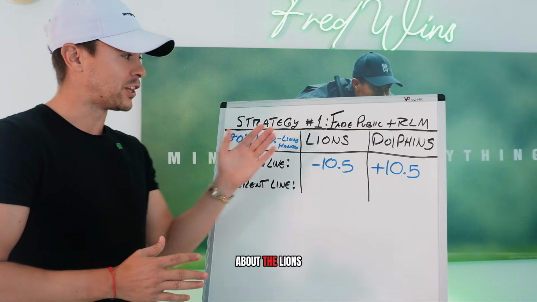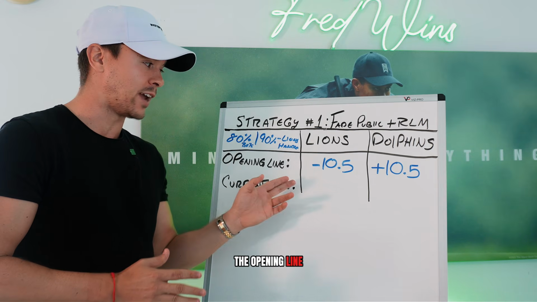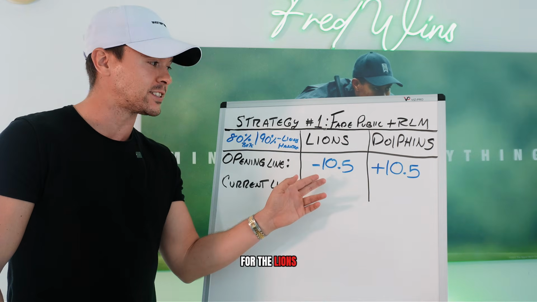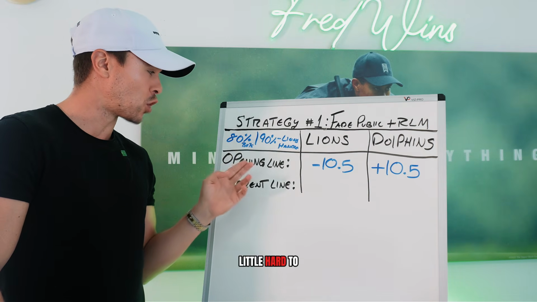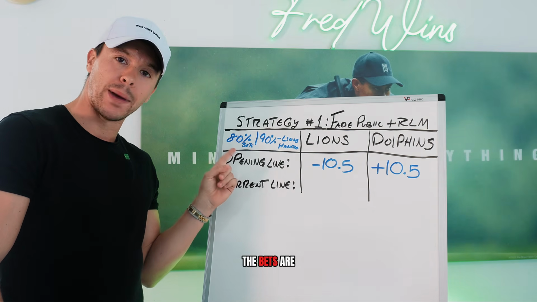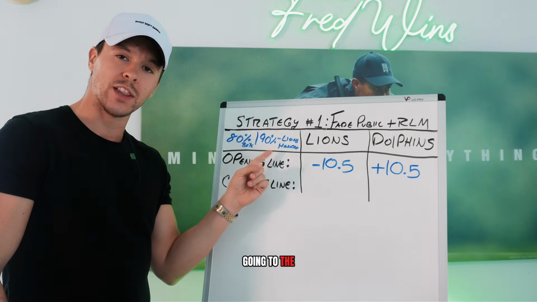And we're talking about the Lions versus the Dolphins. And as you guys can see right here, the opening line was at minus 10.5 for the Lions, and for the Dolphins at plus 10.5. Up here, I know it's a little hard to read, but 80% of the bets are going to the Lions, and 90% of the handle is going to the Lions.